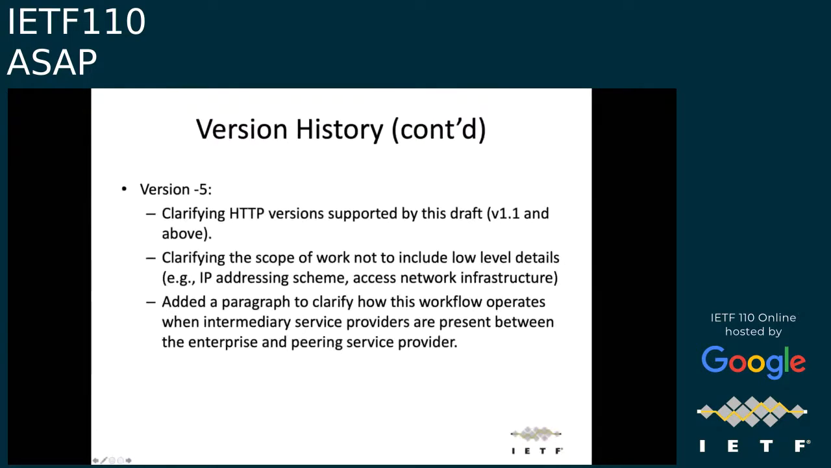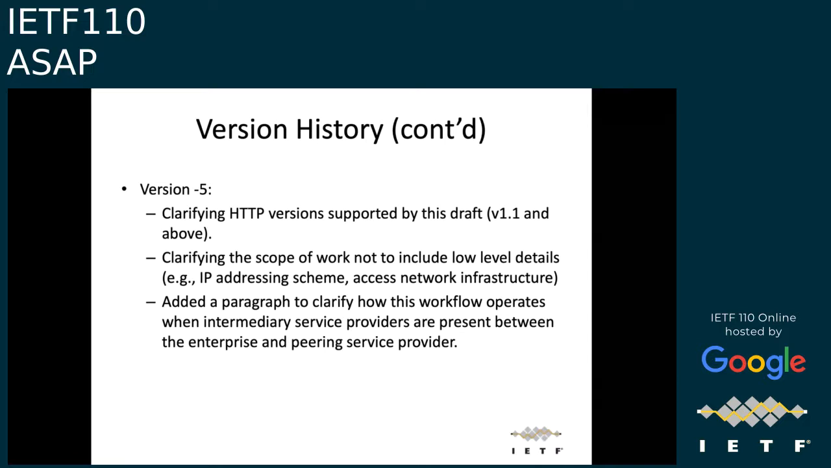Right, and then we come to the latest version. In the latest version, we clarified the HTTP versions that are supported, which is version 1.1 and above. We also defined the scope of the work in the draft. Basically, we do not include any low-level details such as the IP addressing scheme and the access network infrastructure. That part is not covered by the draft. The draft is just about how you get SIP calls working with RTP between the enterprise and the service provider.